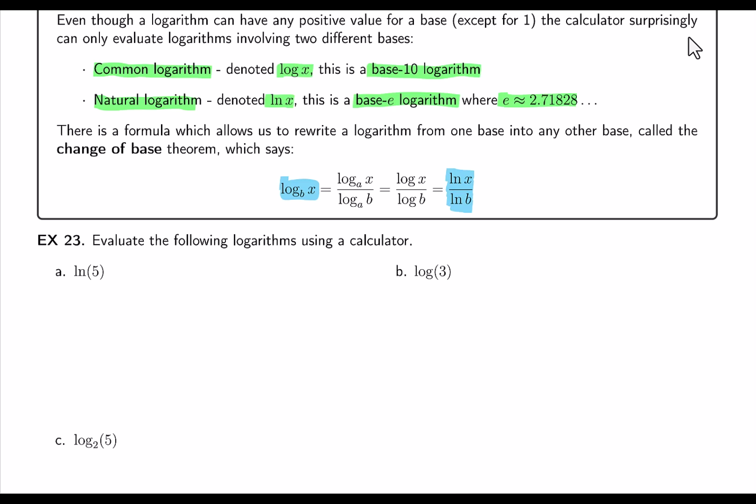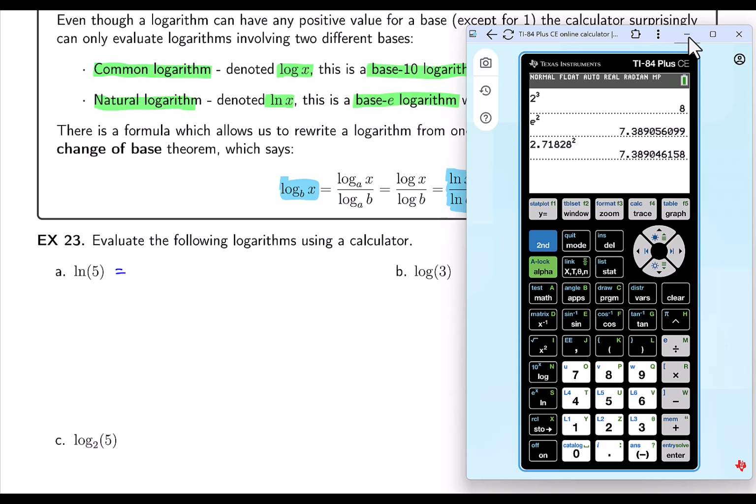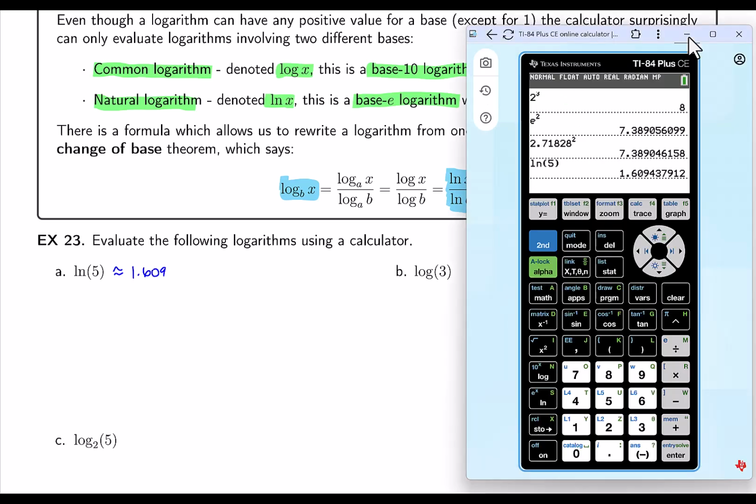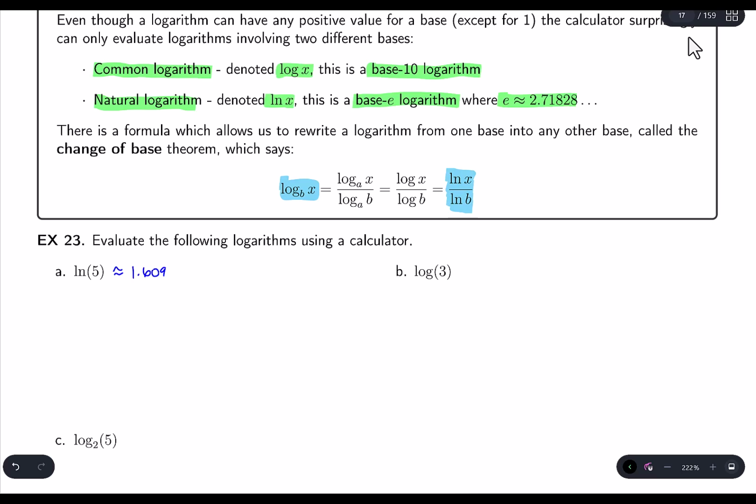Now, if you need to do a natural logarithm of a number, that's probably the most common thing in a calculus course. Then you just use the ln function, type in ln 5, get the approximate solution here, so approximately 1.609. If you need a log of 3, so that would be a common logarithm of the value 3, that's approximately 0.477.